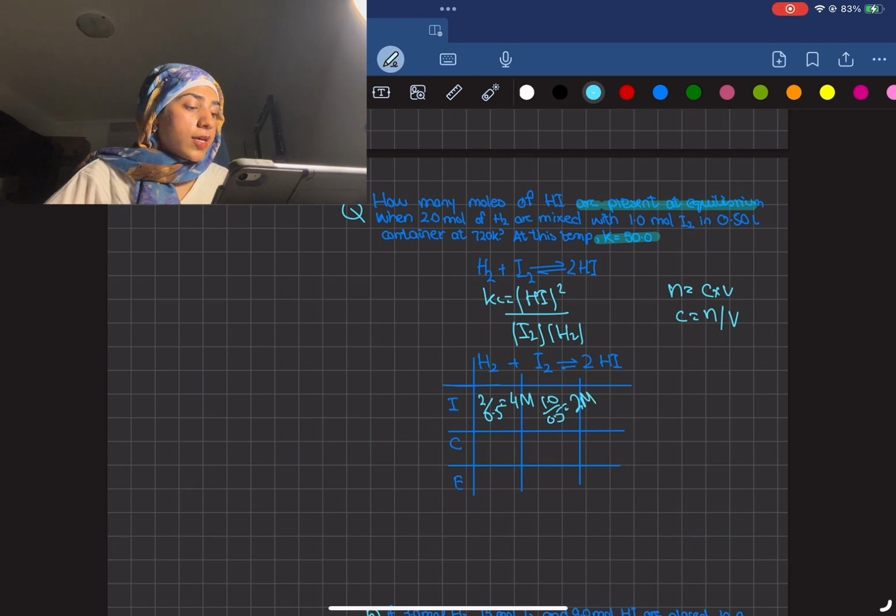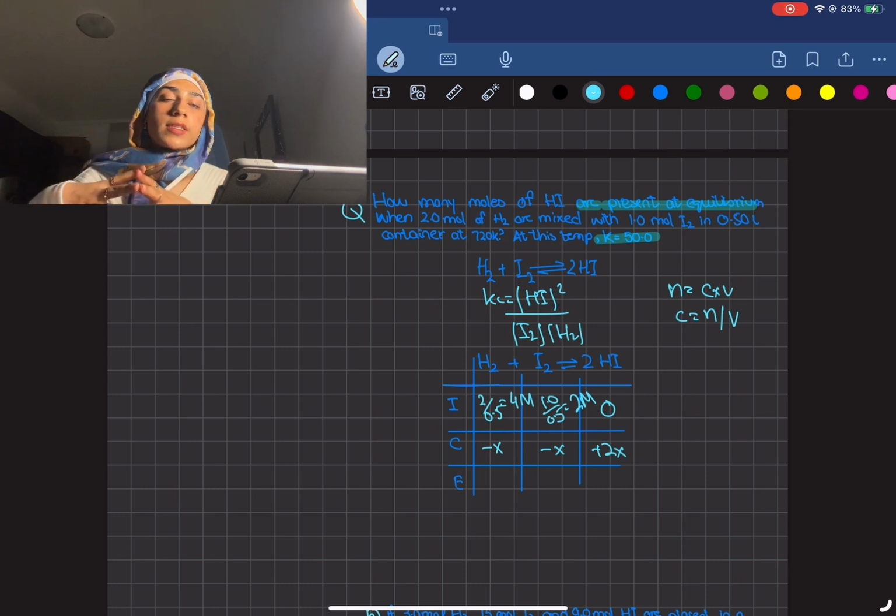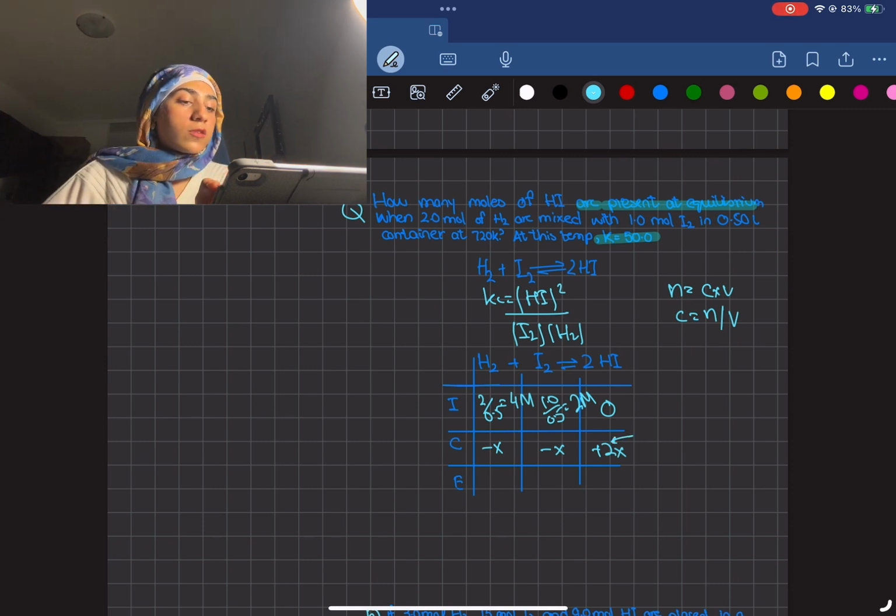And then HI is my product, we're making it, so initially I would have 0 of it. Change would be negative x for the reactants, and positive 2x for the product, because products are being made and reactants are being consumed, and that's how positive and negative come about. And the 2 is there because of the 2 moles of HI. At equilibrium I would have 4 minus x, 2 minus x, and then 2x.